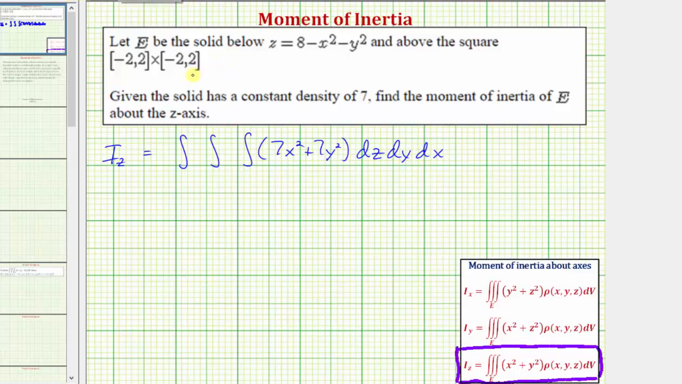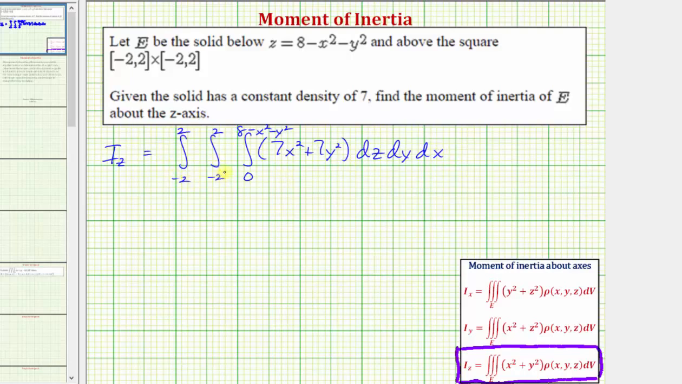Well, we know z is bounded by the xy plane, and z equals 8 minus x squared minus y squared. The equation of the xy plane is z equals 0. So the limits of integration for z are from z equals 0 to z equals 8 minus x squared minus y squared. And then the limits of integration for y and x are defined by this square region here. So the limits of integration for y are from negative 2 to 2, and the limits of integration for x are the same from negative 2 to 2.